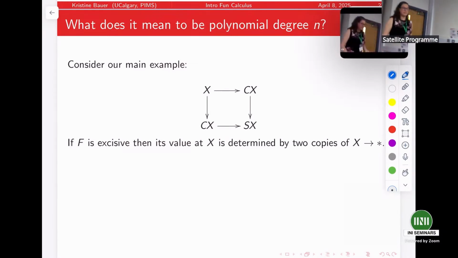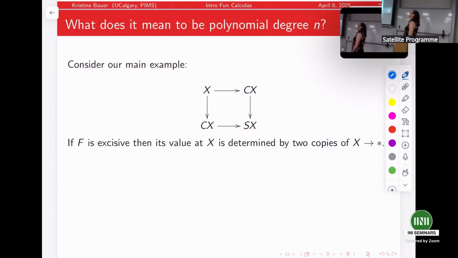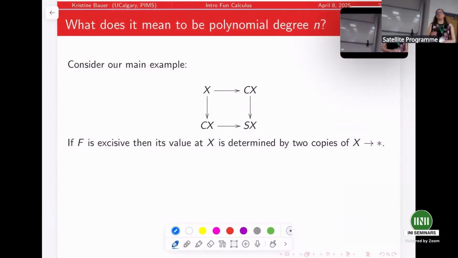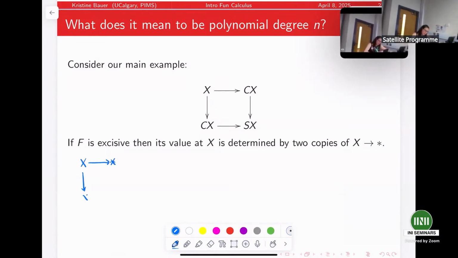And if f is excisive, then what do I mean by saying that it's good motivation to say that a polynomial is determined by its value on endpoints? Well, in our main example, if f is excisive, then the value of f at x is determined by its value on 2 points. You can't see it, I can fix that. In this case, I mean 2 copies of the map from x to the point. So just remember that in my main setup, my 2 copies of x to the point are going to fit into a diagram like this.